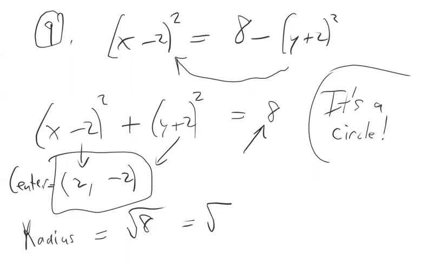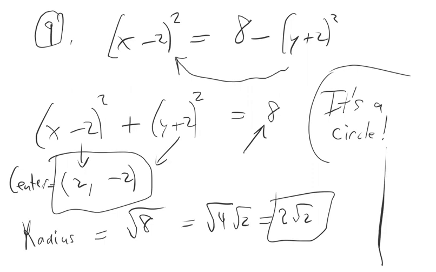And the square root of 8, like I've taught you in intermediate algebra, can break apart into the square root of 4 times the square root of 2. And the square root of 4 is 2. And the other square root of 2 doesn't break down. So the answer is 2 square root of 2. And now you have to choose the correct graph.